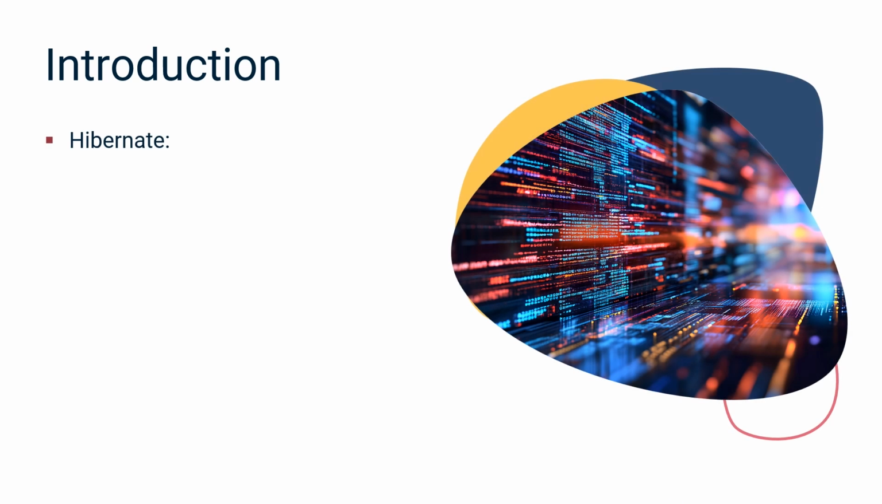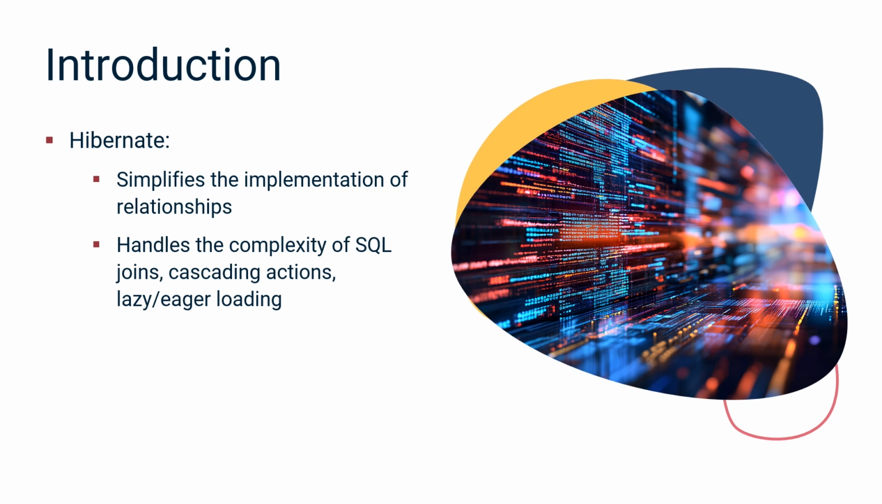This is where Hibernate comes in. Hibernate not only bridges the gap between Java objects and relational databases, but also simplifies the implementation of these relationships using intuitive annotations. By handling the complexity of SQL joins, cascading actions, and lazy/eager loading, Hibernate empowers developers to focus on business logic instead of database intricacies.